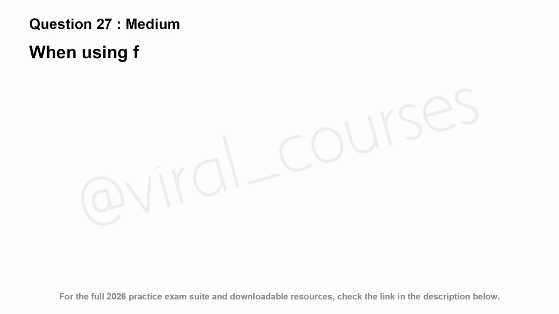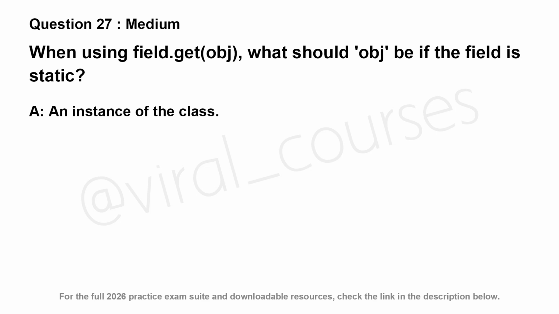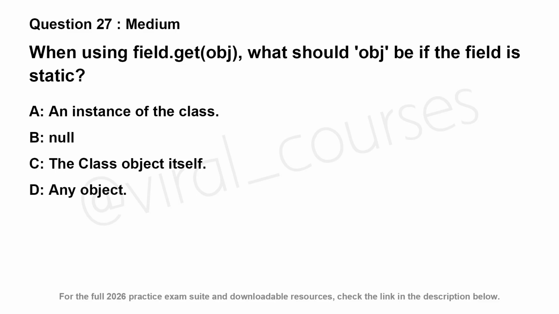When using field.get(obj), what should obj be if the field is static? Option A, an instance of the class. Option B, null. Option C, the class object itself. Option D, any object.